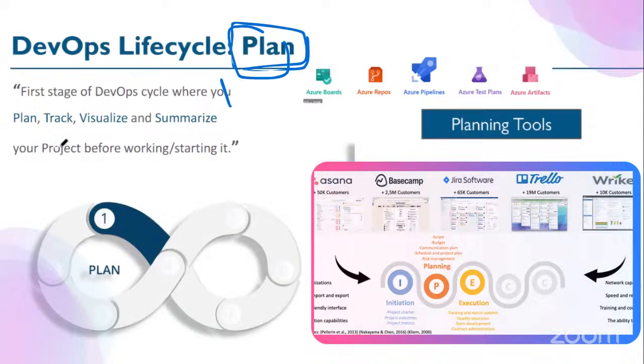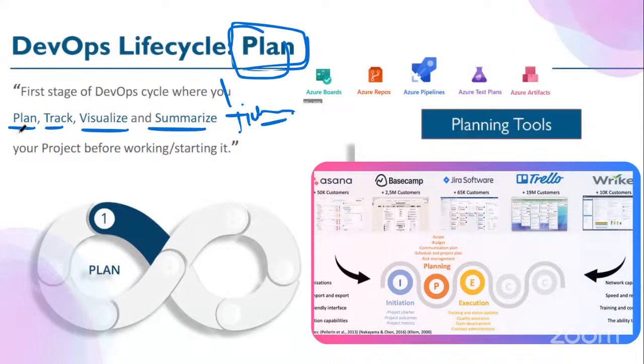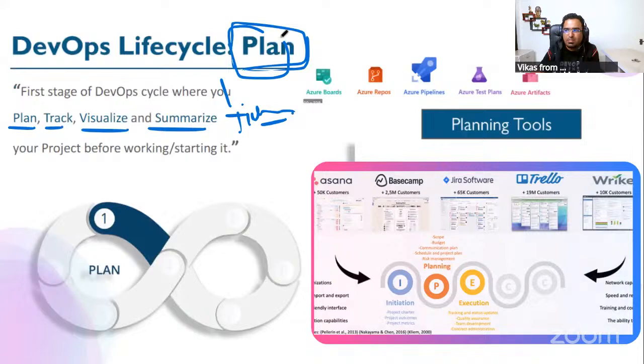Business requirements. Gathering the requirements, planning, tracking, visualization, and summary, and Jira tickets have to be created, correct? Yes. Right, all these things should happen for any project in the planning phase.